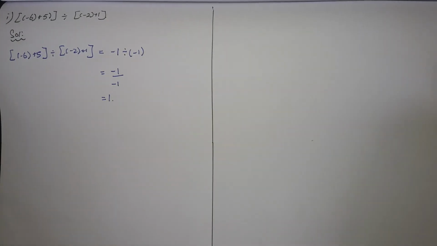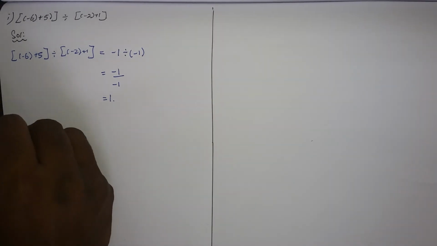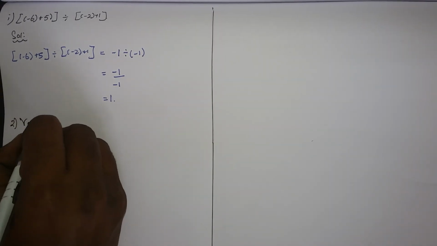Okay. We move to the next sum, that is the second sum. Verify that A divides B plus C is not equal to A divides B plus A divides C for each of the following values of A, B and C. So they have given the values A is equal to 12, B is equal to minus 4, C is equal to 2. So we are going to verify that the LHS is not equal to the RHS part.